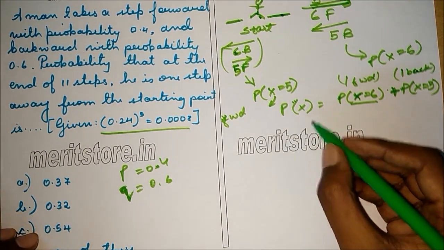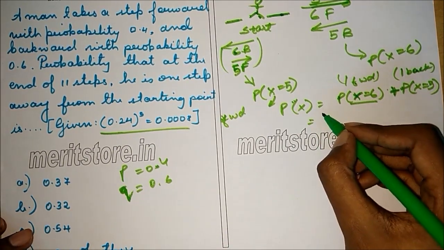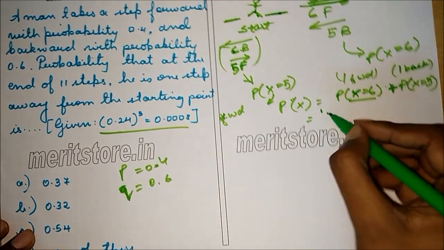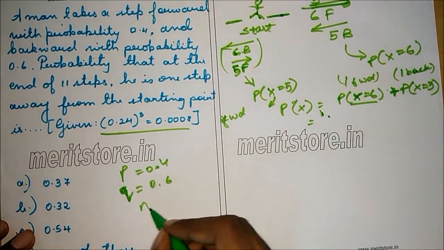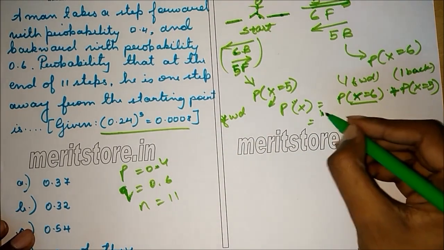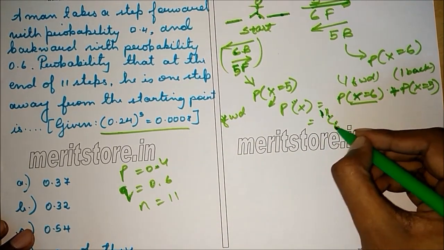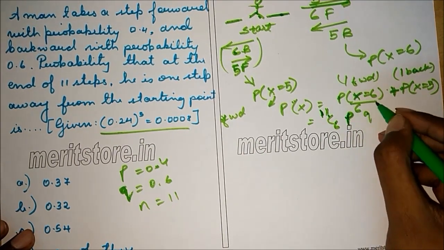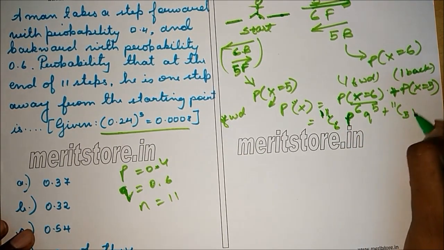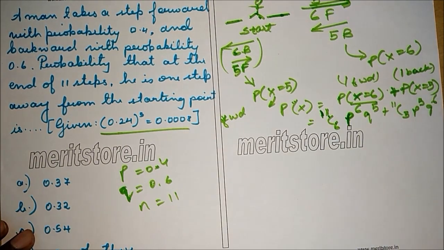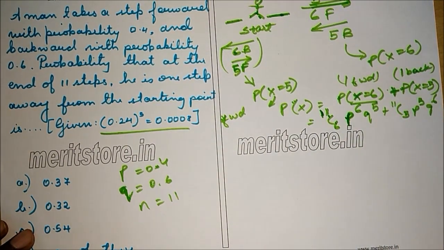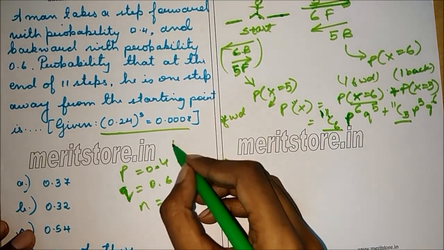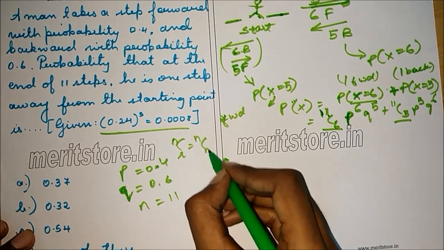So P of x equals 6 is the standard rule, nCr p raised to r q raised to n minus r. So n, the total number of steps, is 11. So 11C6 p raised to 6 q raised to 5 plus 11C5 p raised to 5 q raised to 6. So here we can take a few things common. 11C6 is the same as 11C5 since nCr is the same as nC(n minus r).